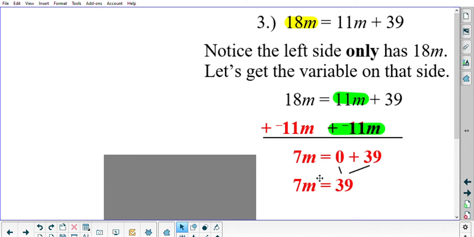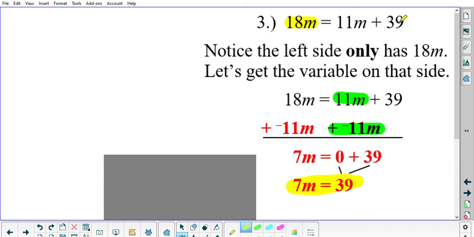Now, why did I suggest getting the variable on the left side? Because look at the kind of equation that you have remaining. It's the kind of equation that only has one thing next to the variable. And therefore, you would only need one inverse operation to solve. But if you would have got the variable on the right-hand side, then you would have had negative 7m plus 39, and then you would have had two things happening to your variable, which would then require two inverse operations to solve. Now, I know we're not solving today the whole way, but tomorrow we will.